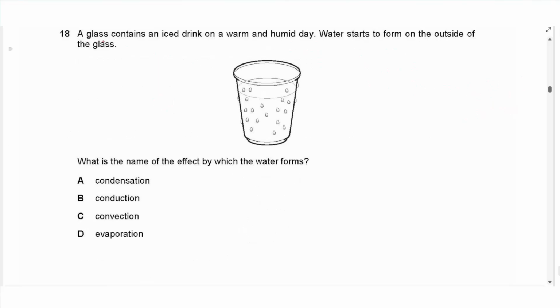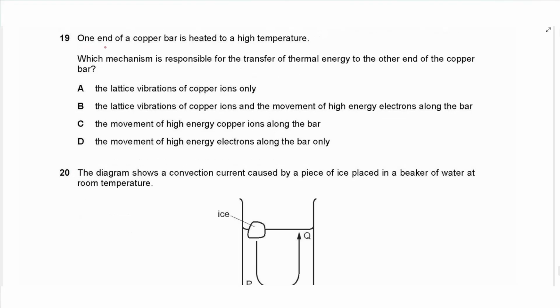Question 18 says a glass contains an iced drink. On a warm and humid day, water starts to form on the outside of the glass. What is the name of the effect by which water forms? So this is from water vapor to liquid water. This is condensation. Question 19 says one end of a copper bar is heated to a high temperature.